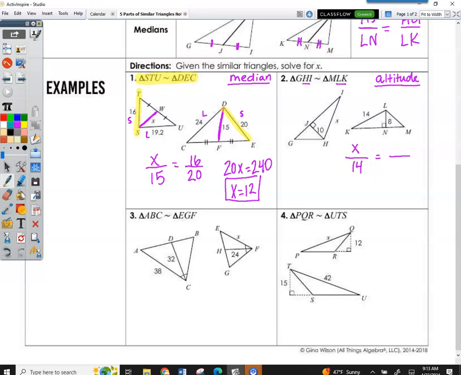Then my next fraction needs to be just numbers, and in this case, they only give you what you need. There's no extra info, right? So the next fraction would be what number? 10. Keep it consistent to 8. And then you cross multiply. 8x equals 140. X equals 17.5.